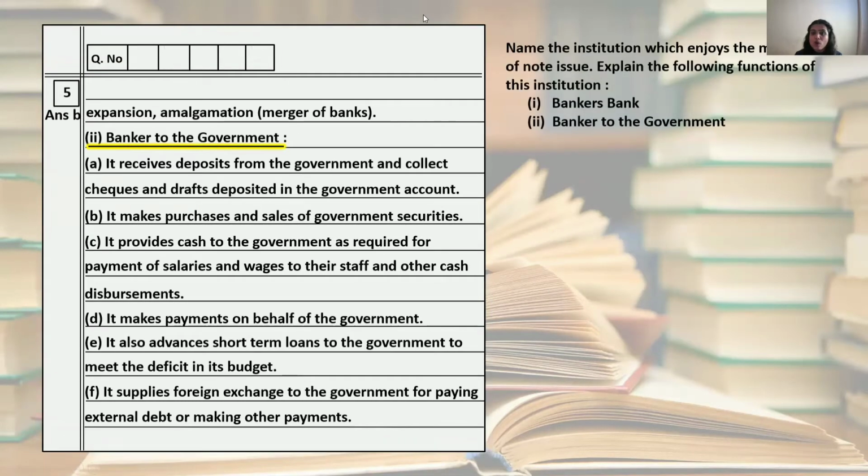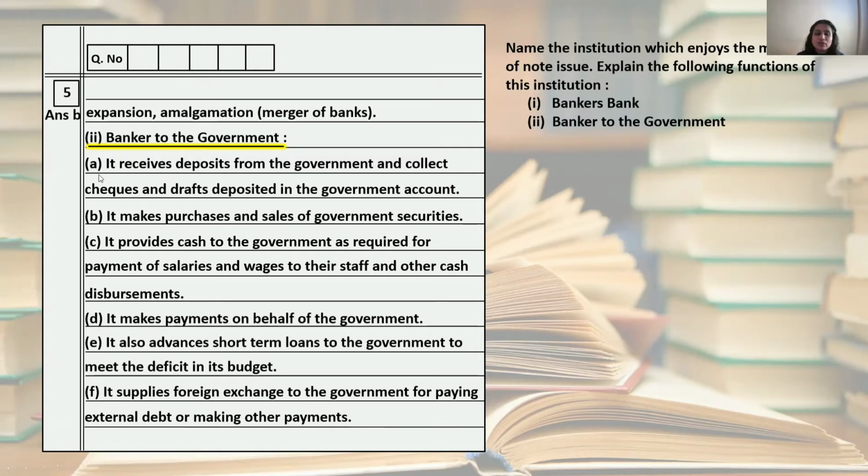Now, once you're done solving the first part of your question, once you're done explaining how a central bank is a banker's bank, then we jump to the next part of the question, the second half of the question, that is how is it a banker to the government, or what are its functions as a banker to the government. So you create Roman number 2, just like in the question, Roman number 2, banker to the government, underline it neatly so that the paper corrector knows that you are now attempting the second part of the question, right?